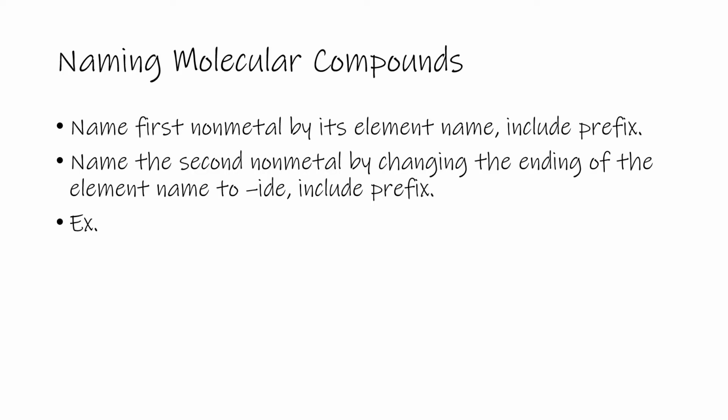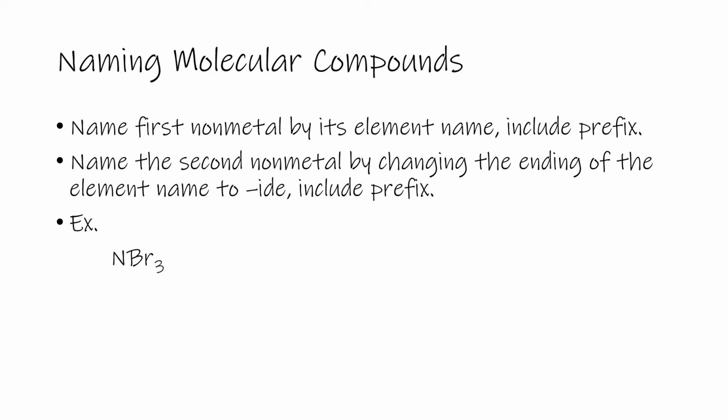When we name molecular compounds, we are going to name the first nonmetal using its element name, and we'll include a prefix if there is more than one of that element present in the compound, and then name the second nonmetal by changing the ending of the element name to IDE, and then also include a prefix if necessary. So let's look at a couple examples.